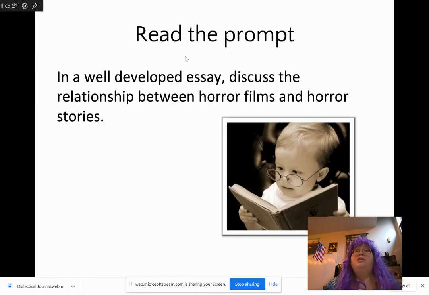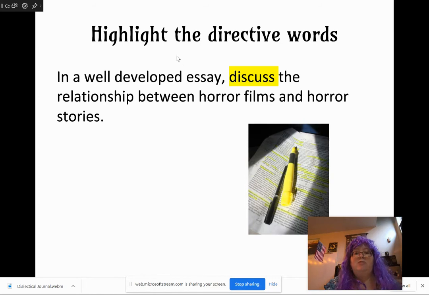So, the first thing you do when you're getting ready to write a thesis is you have to analyze or read the prompt. This prompt says, in a well-developed essay, discuss the relationship between horror films and horror stories. Pretty straightforward prompt. The next thing we do is we look at the directive words and we highlight them. Directive words are words in a prompt that tell you what type of writing you're going to be doing, what the teacher wants you to do. So in this particular prompt, we need to discuss.